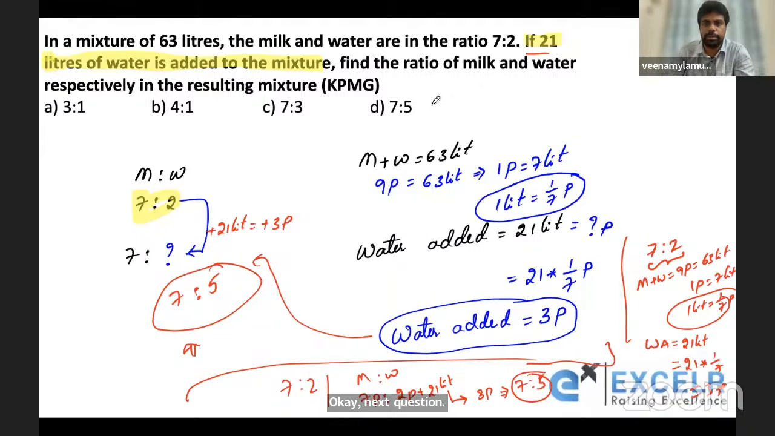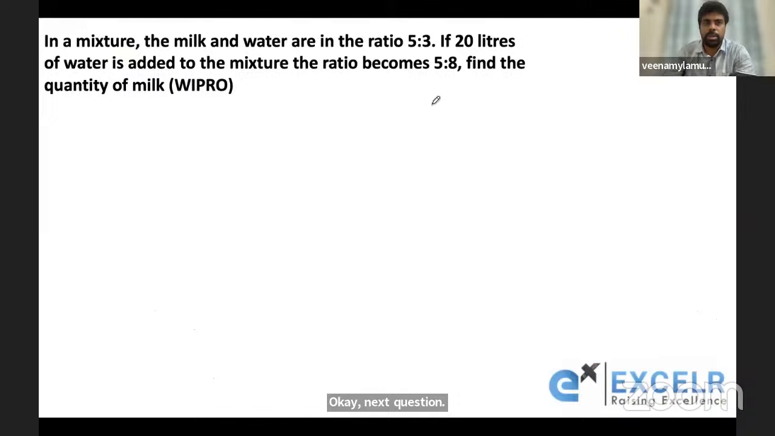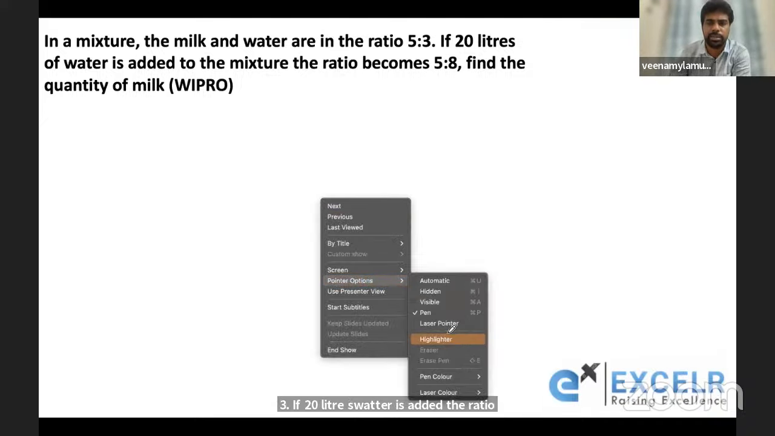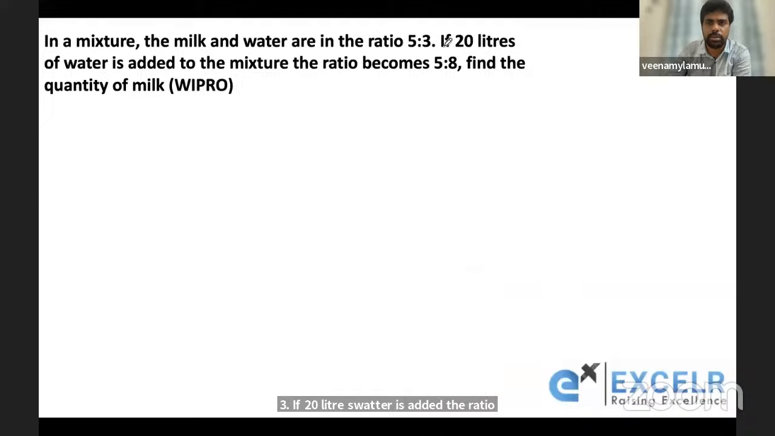Next question you see. In a mixture, the milk and water are in the ratio 5:3. If 20 liters water is added, the ratio becomes 5:8.